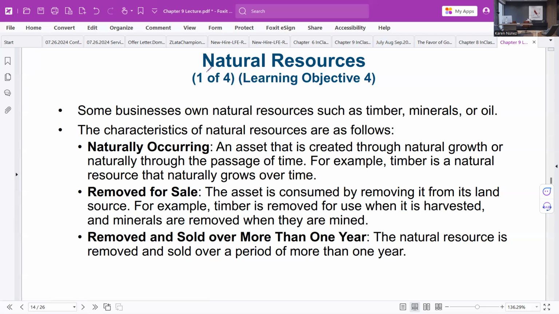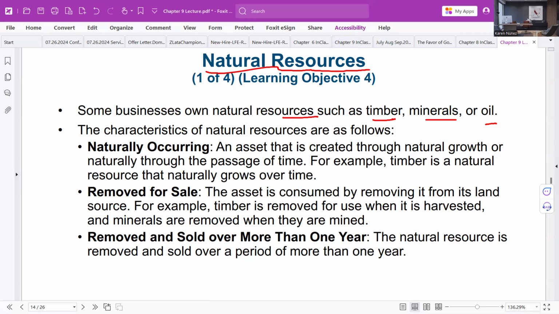Next, we also have additional assets to account for over their useful life. So we've talked about the fixed assets that are tangible and used in the operation of the business. We also have natural resources. Some businesses own natural resources like timber and minerals and oil. And the characteristics of these natural resources are just a little bit different.